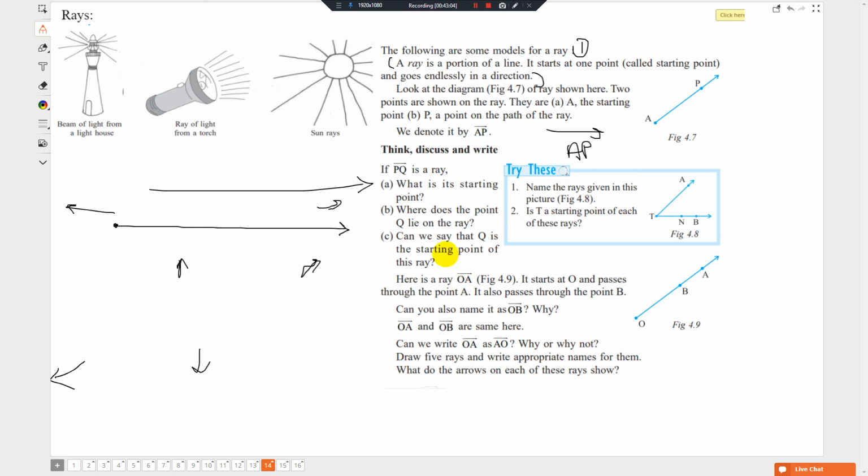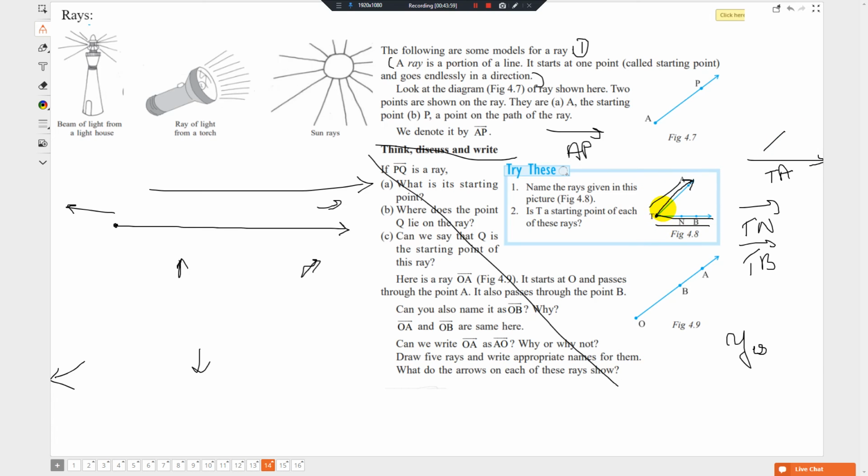No problem. See here, try this. Name the rays given in the figure. What are the rays? This ray, this first one is T, the second is B. Ray TN or TB. So these are the three rays. Is T the starting point of each of these rays? Yes, it is the starting point for each ray, for this ray also, right? TN and TB also.